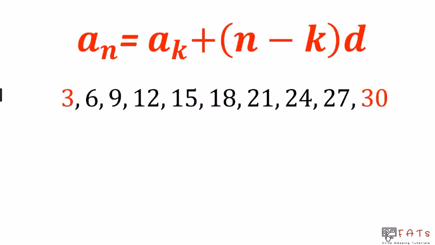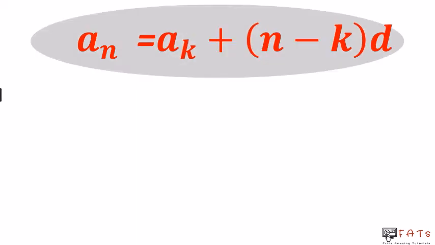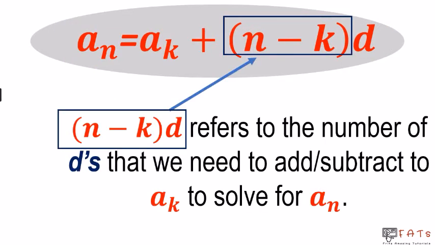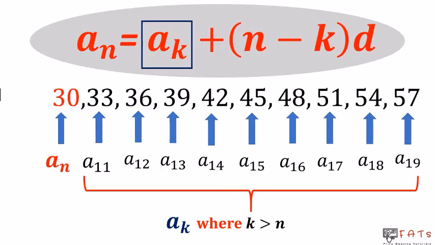Now, let us use our modified formula to solve the same problem. Let's solve for a sub 10, where a sub 4 is 12 and d equals 3. In this modified formula, a sub n is the missing term in the sequence. n minus k times d refers to the number of d's that we need to add or subtract to a sub k to solve for a sub n. a sub k could refer to any of the terms before a sub n, or could be any one of the terms after a sub n. Now, let's solve.